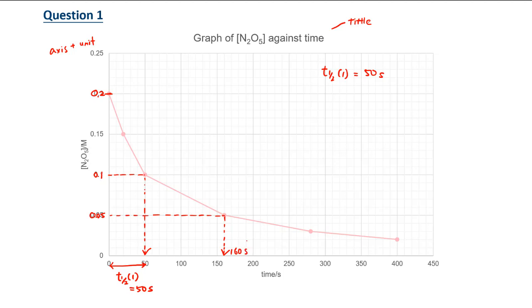So this one is 50, yeah? But remember that we start from the initial concentration 0.1 for the second half-life. So label at the bottom, starting from 50 until 160. This is your second half-life, so label it at the bottom. And then for this second half-life, use 160 minus 50. Because we're starting from this point, it becomes 110 seconds.